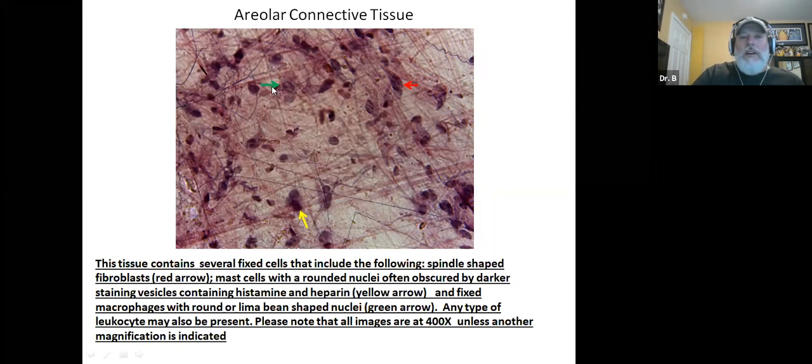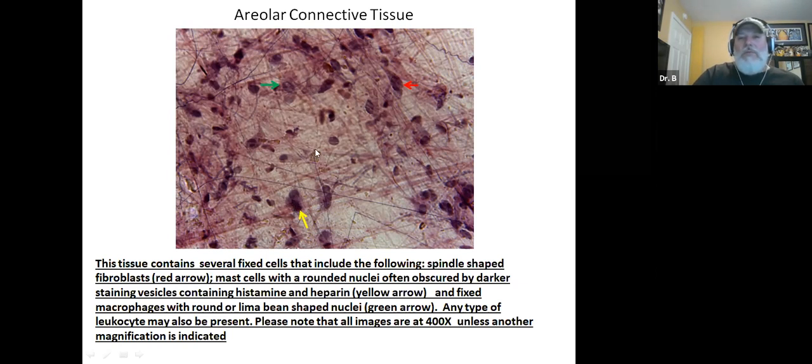Right here, where we have the green arrow, that's going to be our macrophage. These are more of a kind of a lima bean shape to them, whereas these are a little bit longer in their shape, a little more oval-like. And then down here where the yellow arrow is, this is a mast cell. And the mast cells are going to be what, again, secrete histamine for any type of allergic reaction or some type of tissue damage response.